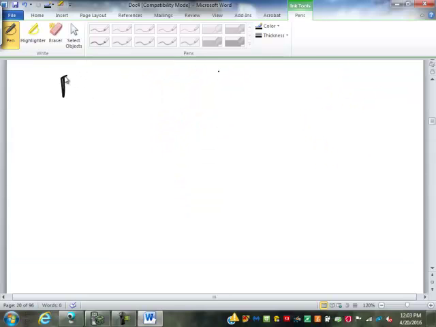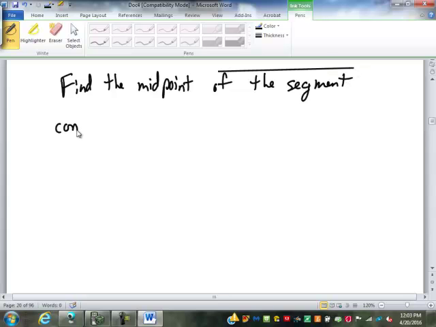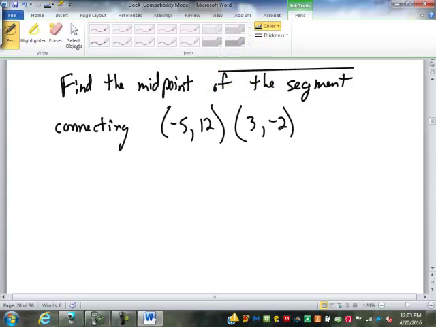So let's just say, find the midpoint of the segment connecting -5, 12, and 3, -2. So again, I'm just finding the average of the coordinates. My midpoint is independent in each direction. So I can find the midpoint for the x direction and the midpoint for the y direction.